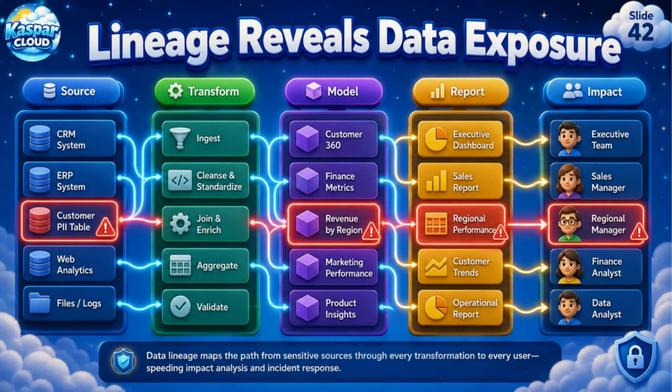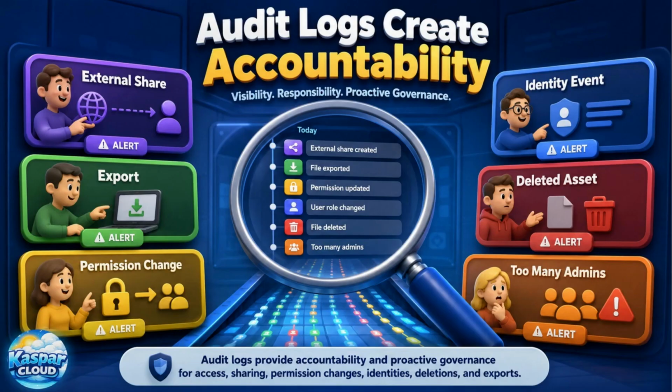It also helps with compliance because auditors and governance teams often need to understand how data flows from source systems to business users. Audit logs are essential for accountability. Fabric administrators and security teams need to know who accessed what, who shared what, who changed permissions, who created identities, who deleted assets, and who exported data.